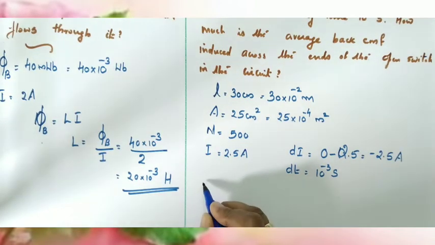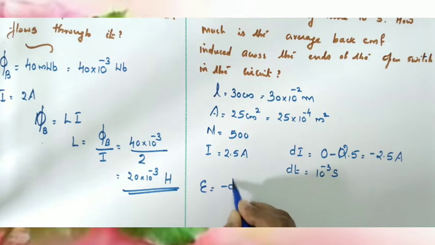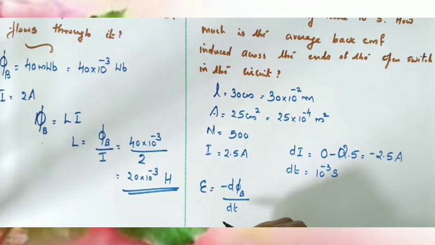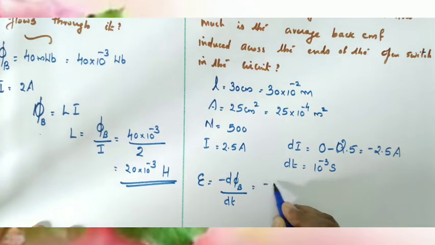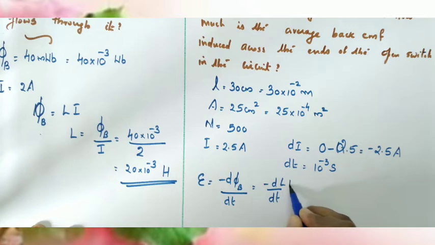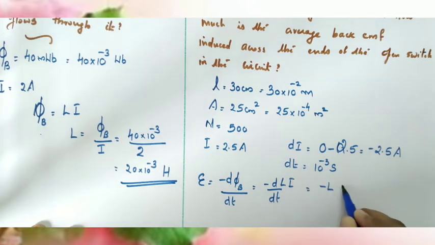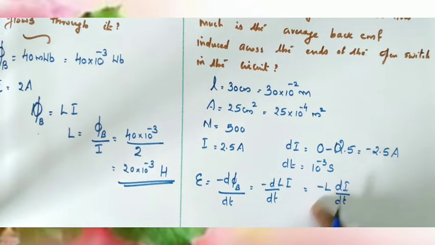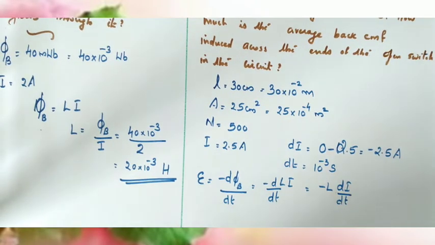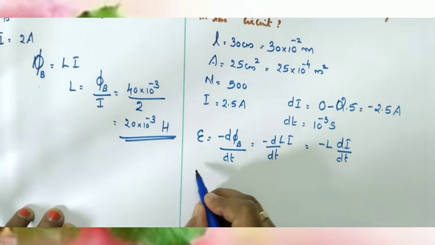We have induced EMF E equals minus d phi b divided by dt. According to Lenz's law, E equal to minus d phi b divided by dt. So this can be written as minus d by dt of phi b, which, since it is self-induction, is L i. So it can be written as minus L into di divided by dt. Okay, children, what is L? L is called self-inductance. And what is the value of self-inductance?